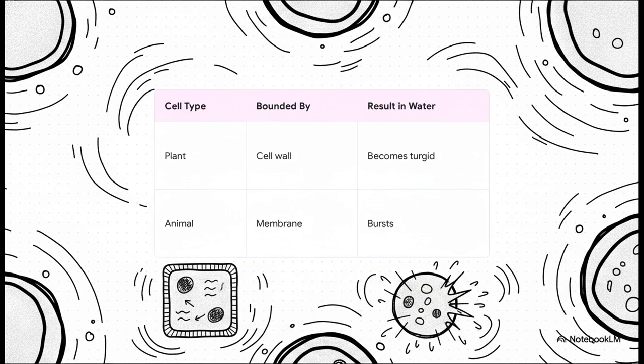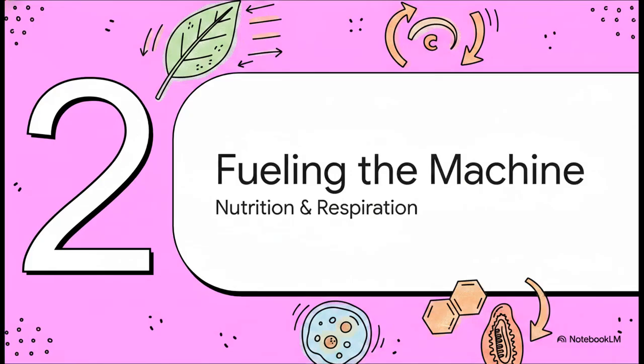Because the plant cell has that tough, rigid cell wall, it just swells up and becomes turgid, or really firm. But the animal cell is bounded only by a flexible, differentially permeable cell membrane. It doesn't have a cell wall to protect it. So it's just going to keep gorging on water until, poof, it literally bursts. No way around it. Moving right along to Section 2, fueling the machine, looking at nutrition and respiration.